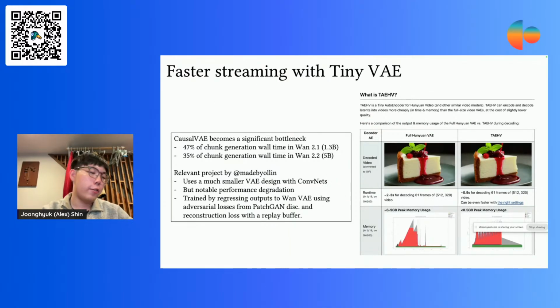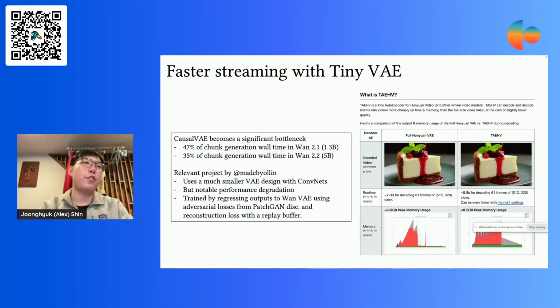And how to make it even faster with tiny VAE. If you use a causal VAE, it usually becomes a significant bottleneck. For instance, in 1.2.1, 1.3 billion, 47% of chunk generation wall time is spent simply on latent decoding. And for 1.2.2, 35% of chunk generation wall time is spent in decoding. It means that even if you make it 2-step or even single-step generation, you will still be bottlenecked a lot by the VAE.